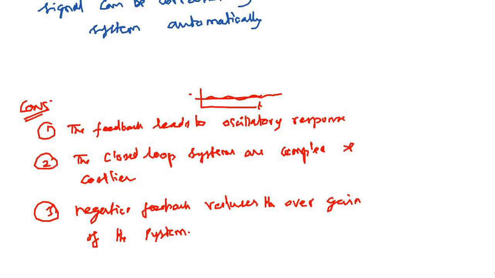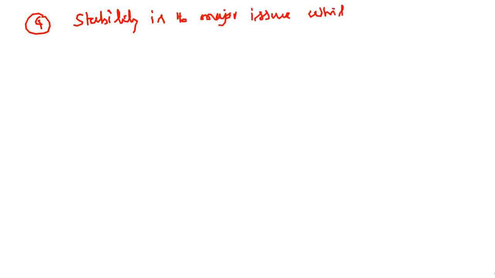Next, when you try to construct a closed loop system, it is extremely difficult to make that system a stable system. Stability is the major issue while constructing closed loop systems.